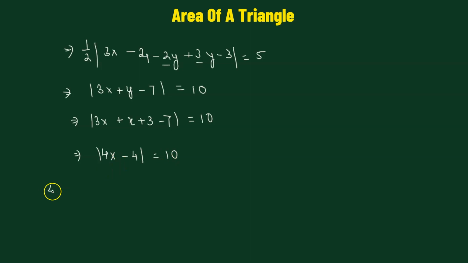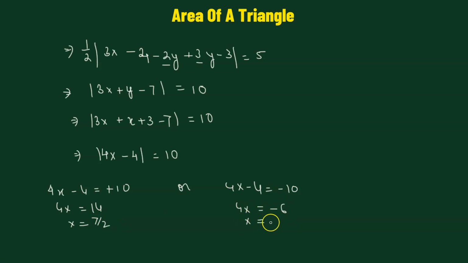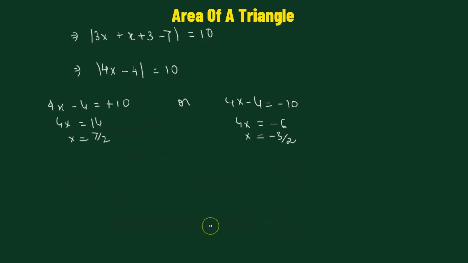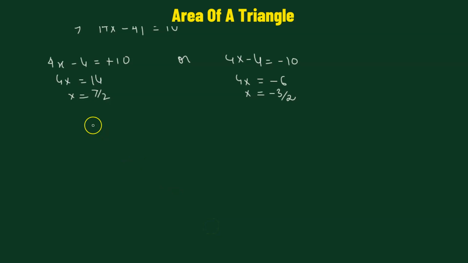So now we have two possibilities: either 4x minus 4 equals positive 10, or 4x minus 4 equals negative 10. So we have 4x equals 4 plus 10, that's 14. So x comes out to be 7 over 2. Then we have 4x equals negative 6. So x comes out to be negative 3 over 2. So we have our x values. Now we can find out the corresponding y values as well.